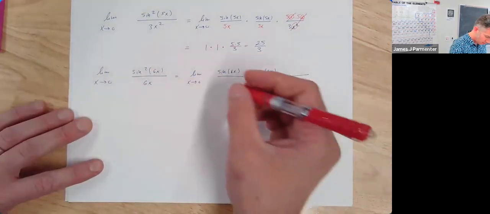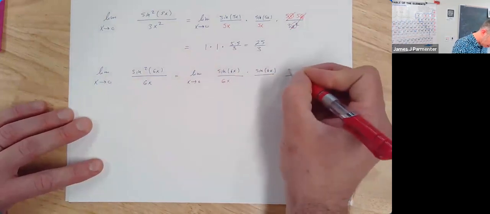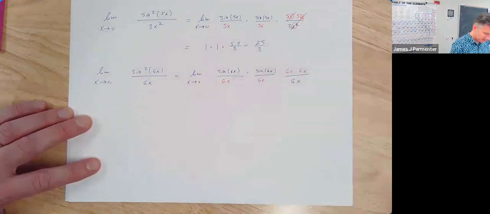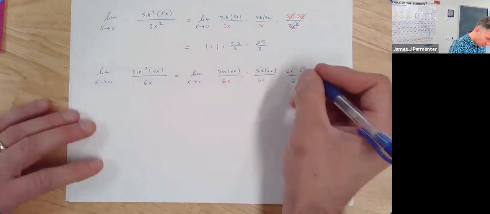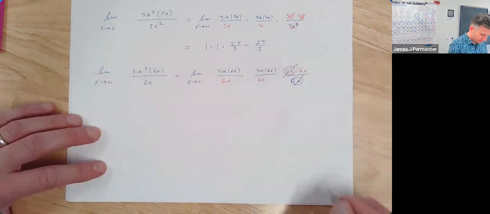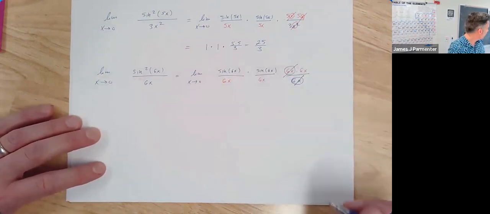Okay, so what do I want there? A 6x. What do I need there? A 6x. What do I want there? A 6x. What do I need there? A 6x. Okay, and one of these 6x's does actually fully cancel out. Great. And now if I let x go to 0, here's what happens.